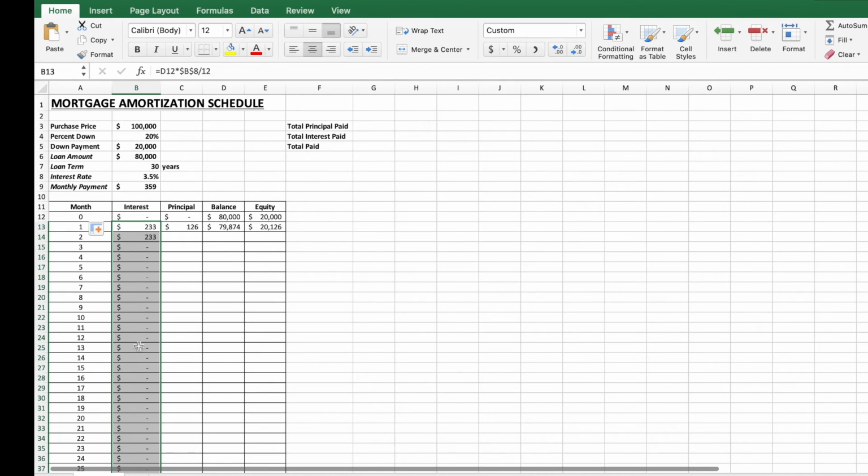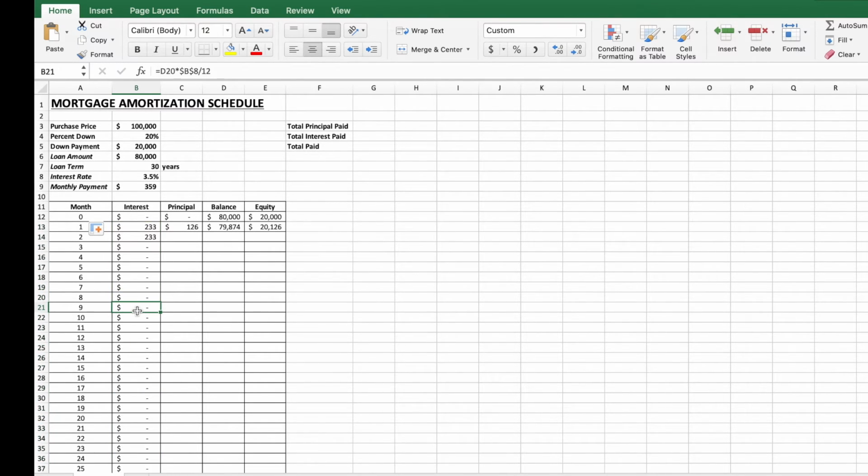Right now, it's showing a bunch of blanks because it's looking at, for instance, if you look at this one, it's looking at the balance of month 8, which we haven't filled in yet. But as we continue to fill in the rest of these items, then all of these values will get filled in as well. So next, we look at our principal.